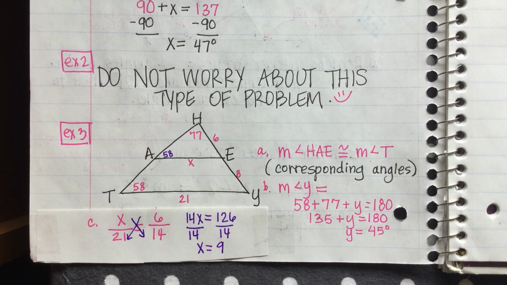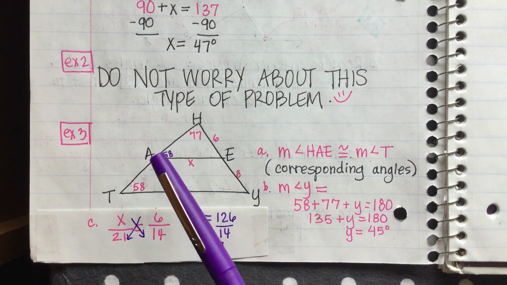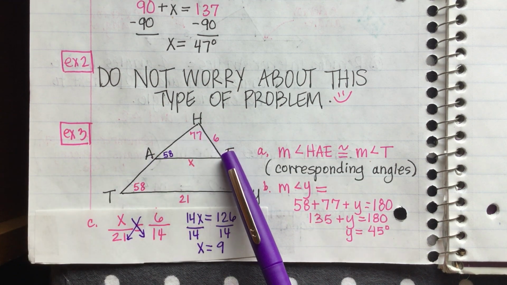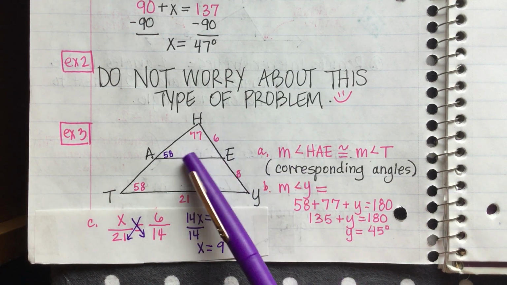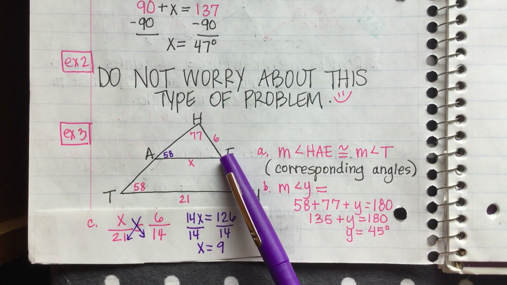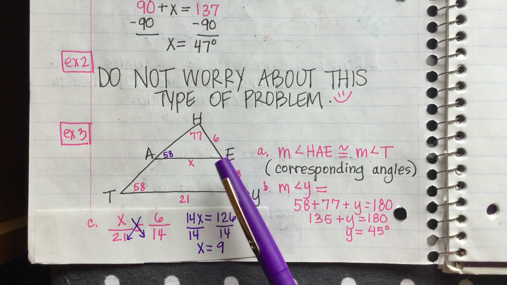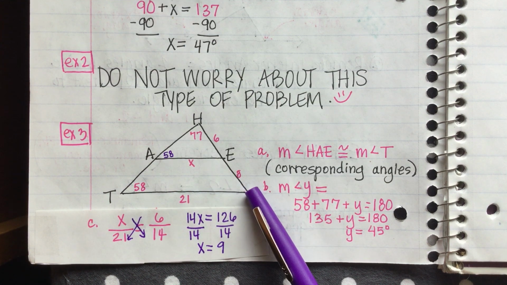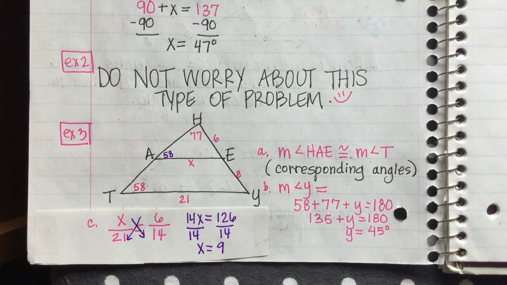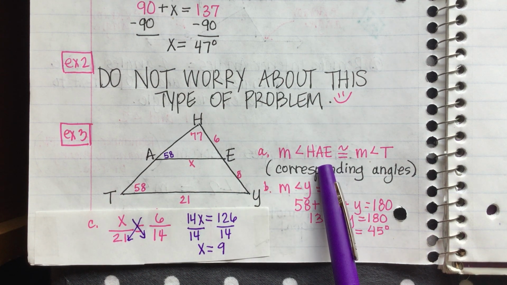If you can envision triangle AHE, or they're calling it HAE. That is a smaller, similar triangle, not congruent, but similar, that is inside of this larger triangle. Okay, what we know about similar triangles is that their angles are going to be equal to each other and that there's going to be a proportional relationship to their sides. So if you notice, they asked me, what is the measure of angle HAE?